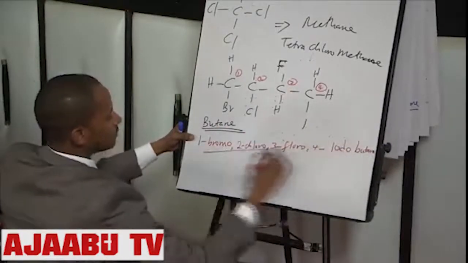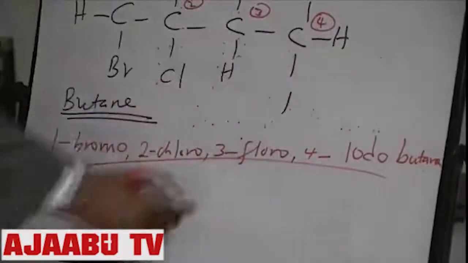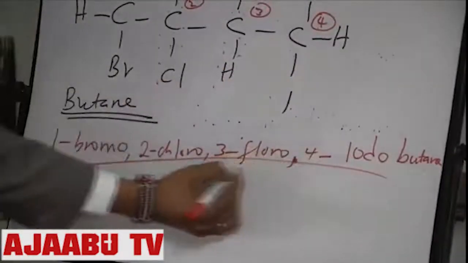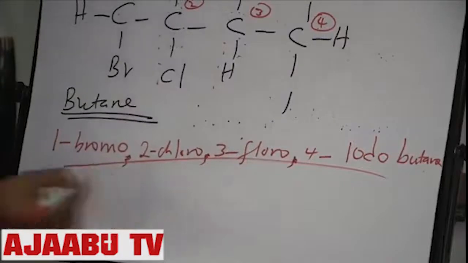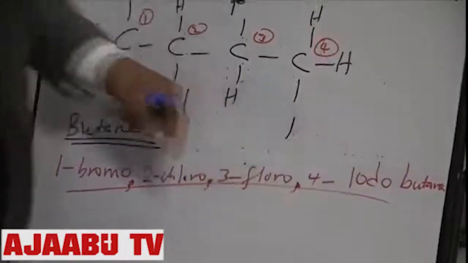Class, repeat after me: 1-bromo, 2-chloro, 3-fluoro, 4-iodo, butane. 1-bromo, 2-chloro, 3-fluoro, 4-iodo, butane.